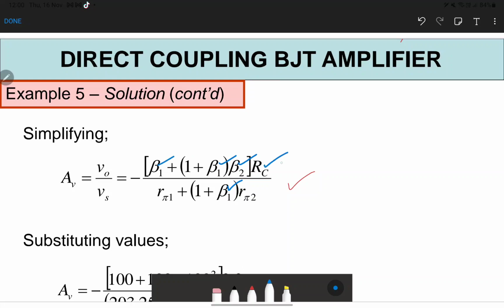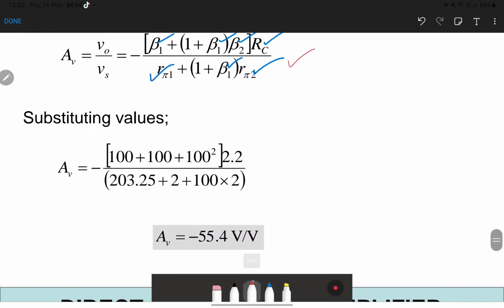Beta is also given, RC is given, R pi you have counted, R pi 1 and R pi 2 are already counted. And then you can find that this Darlington configuration produces minus 55.4, less than 100 gain. So it means that the Darlington pair produces less gain compared to the cascade.